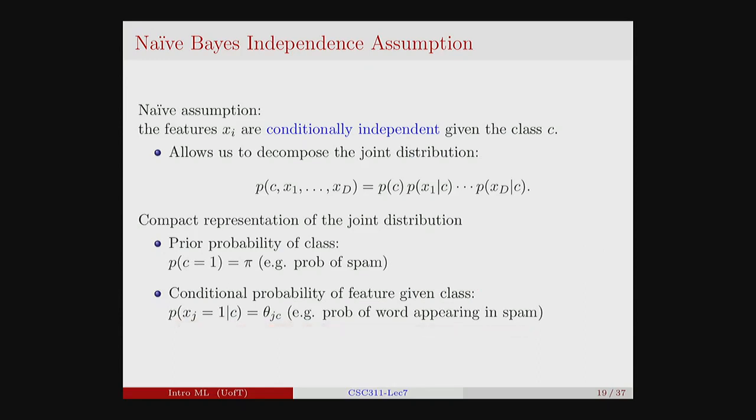And what are these numbers? Well, the first one is just the probability of the class label being spam. And the second and third numbers, the two numbers for each feature, are the conditional probabilities of the features given the class. So each theta j c is going to be the probability of feature j occurring in class label c. So that's feature j occurring in a spam email or feature j occurring in a non-spam email.